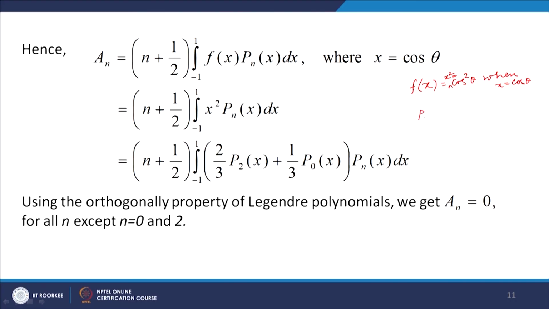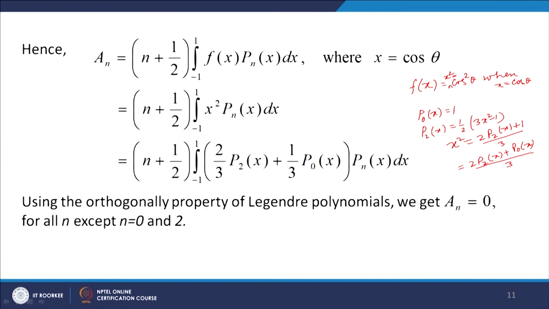Now we remember that in the case of Legendre polynomials, P_0(x) is equal to 1, while P_2(x) is 1/2 into (3x square minus 1). So we can express x square as (2 P_2(x) plus 1) divided by 3, or (2 P_2(x) plus P_0(x)) divided by 3. So x square will be replaced by 2/3 P_2(x) plus 1/3 P_0(x), multiplied by P_n(x).